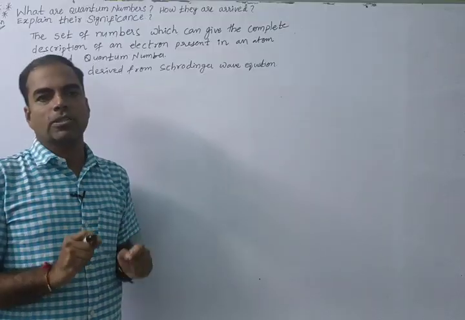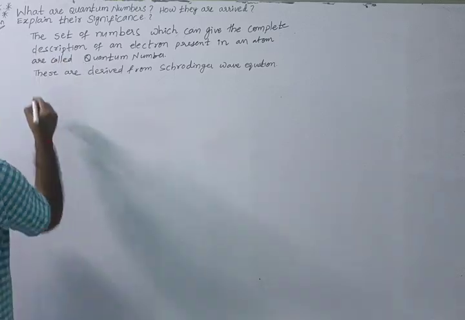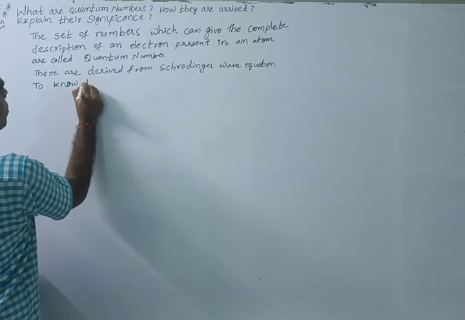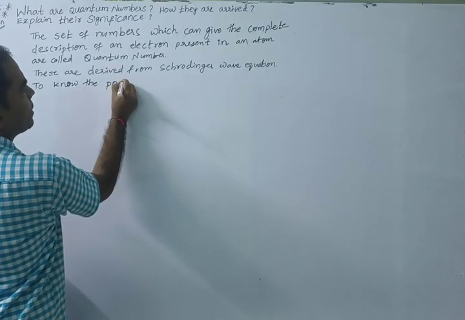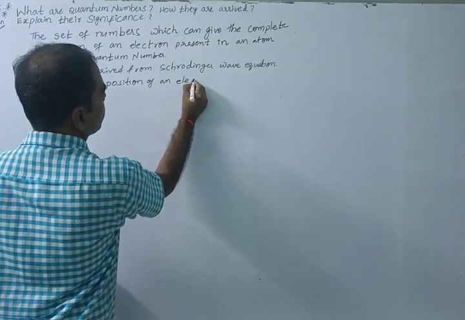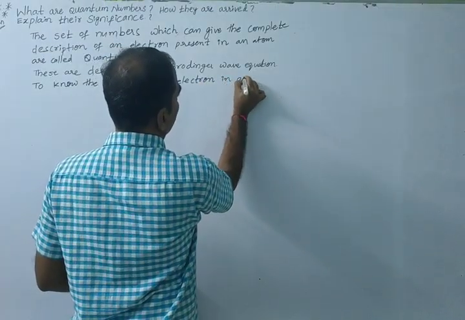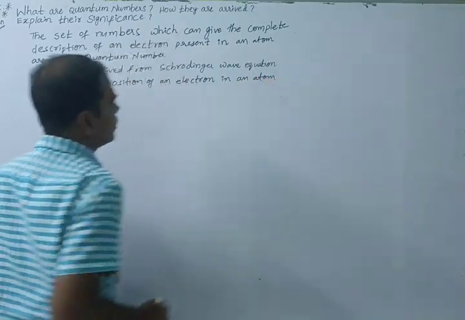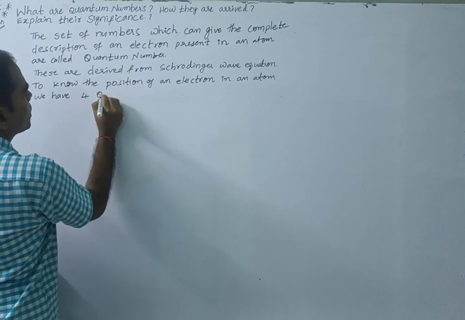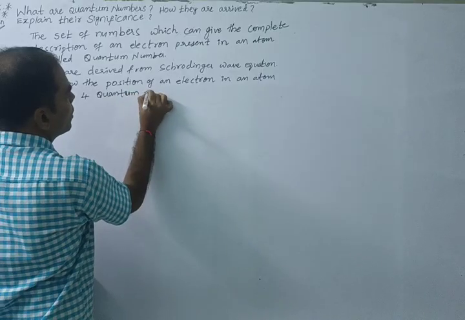To know the state of an electron or the position of an electron in an atom, we require four quantum numbers. We have four quantum numbers.